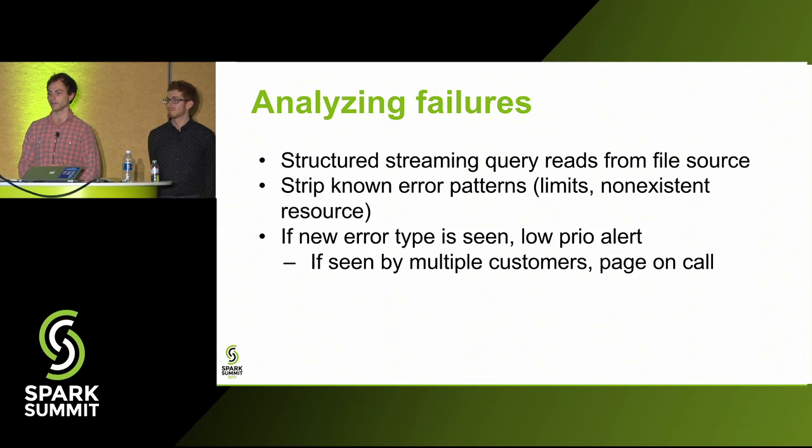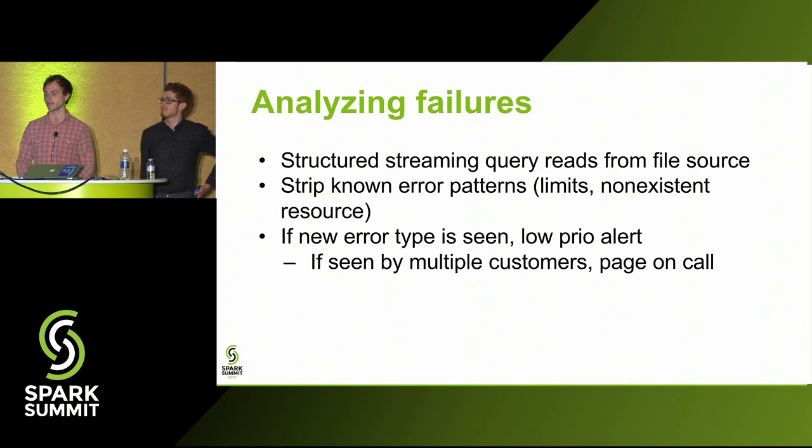Once we have these events coming in, we set up a structured streaming query that reads from the Parquet file source that Josh was just talking about. The first thing that this streaming query does is strip out all of the known error patterns. So we basically have a small database of error codes that we know fall into one of the first two categories, limits and environment issues. And we immediately drop those because we have other pipelines set up to alert the customer when we think that their environment is compromised in some way. For everything that's left, we consider these to be new and interesting error types that are likely indicative of bugs.